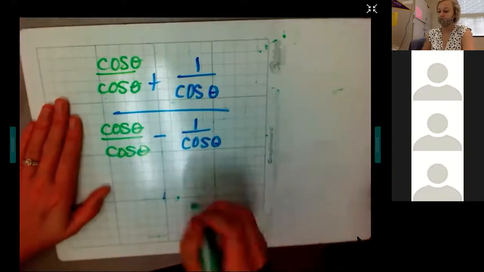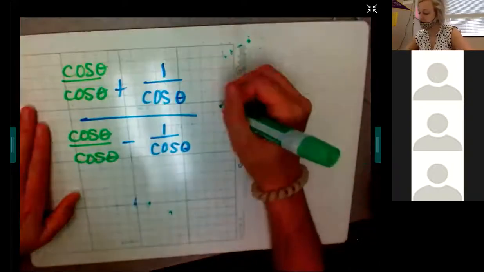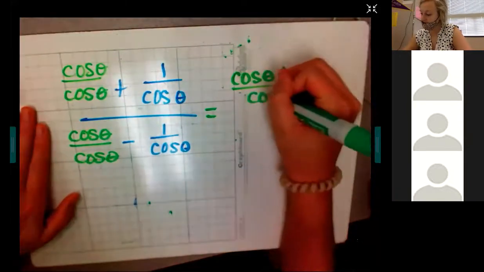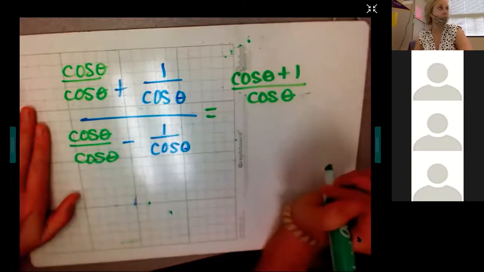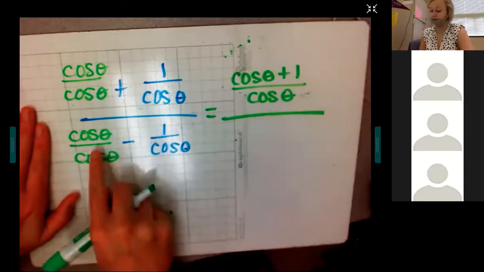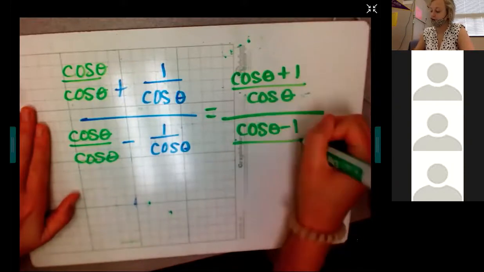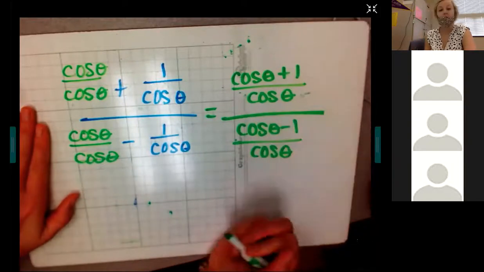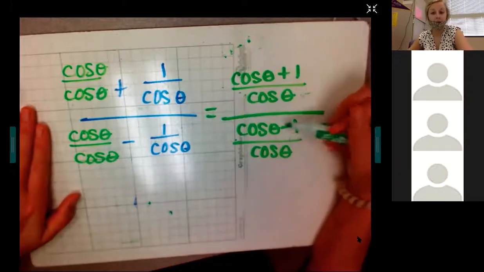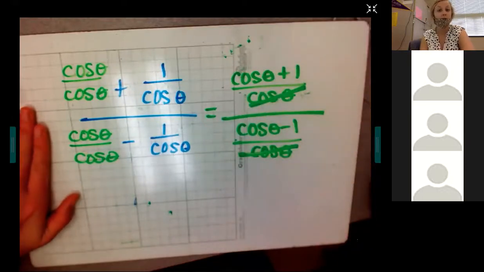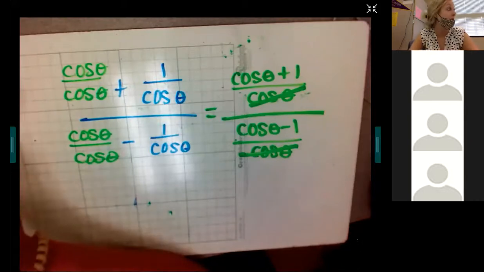Then does everybody agree in the numerator we're going to get cosine theta plus 1 all over cosine when you add those two fractions? And then in the denominator, we'll get cosine theta minus 1 all over cosine. And so then when you multiply by the reciprocal to divide these fractions, the cosines are going to end up canceling. And you'll get cosine theta plus 1 over cosine theta minus 1. So you can do it that way too, Maddox.